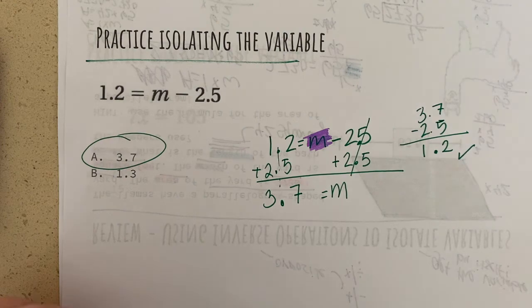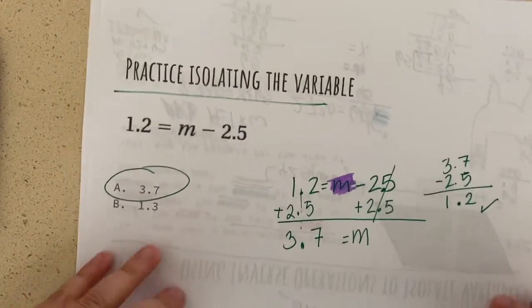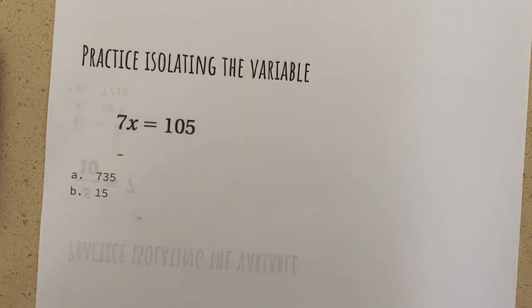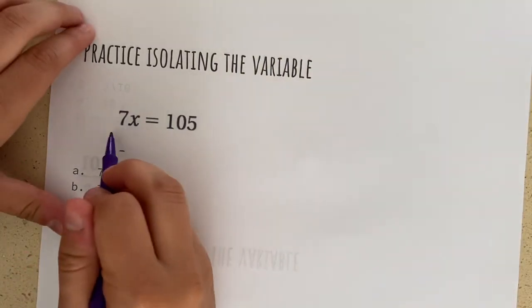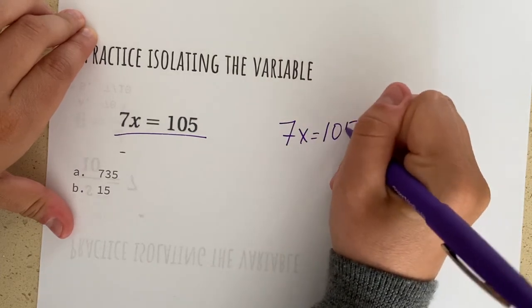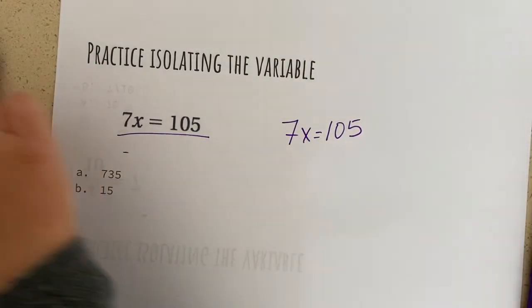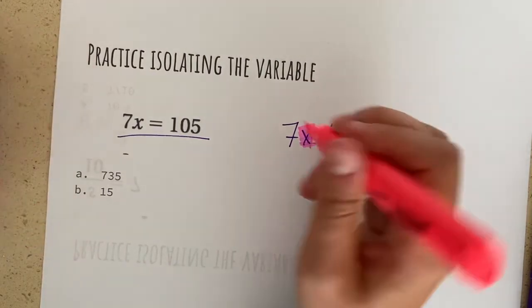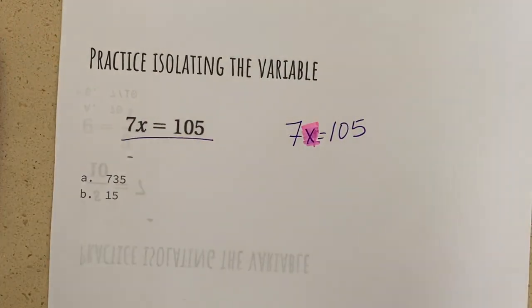All right, so let's keep it moving. All right, here we are again, practicing isolating the variable again. Write this problem in your notebook. 7x equals 105. The same deal. I'm gonna highlight. I want to get x all by itself. So I look at the number that's right next to it.